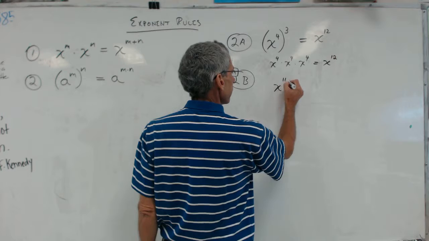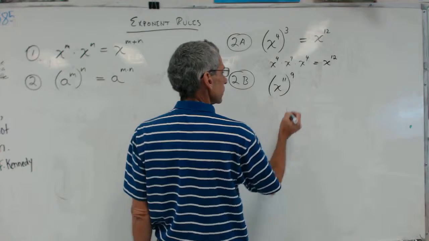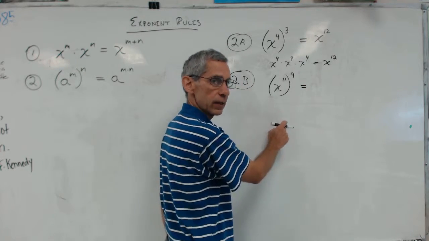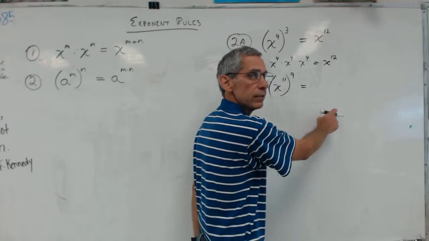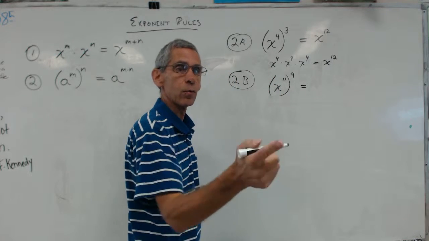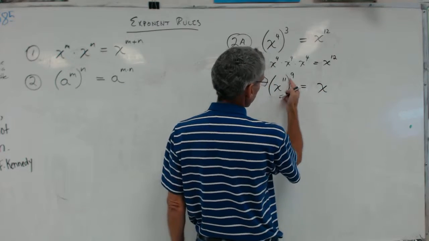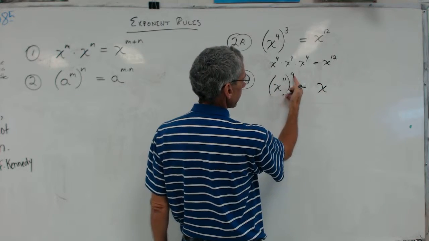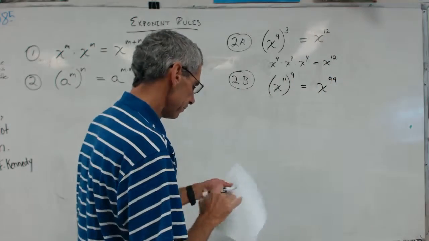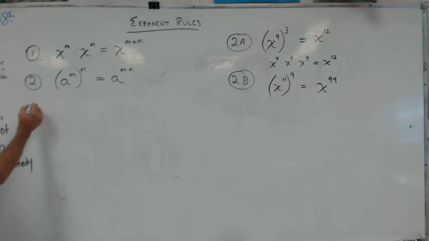x to the 11 raised to the ninth power. All right, now I would not really want to do x to the 11 times x to the 11 times x to the 11, and so on, 9 times and then add them all up. What would it be? Yes, exactly. So it's just x to the, there's the parentheses. Parentheses always means multiply. 9 times 11, so 99. That's about it. There's really not a whole lot more to do on that, so I'll just stop.